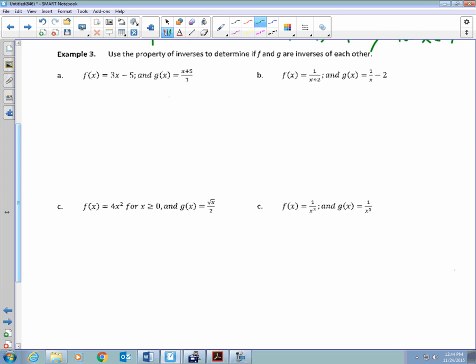This is the third and final step that you need to be able to accomplish when you do your test. And it says, use the property of inverses to determine if f and g are inverses of each other. Well, what we want to do is we want to compose. We remember that in order to determine if they are inverses, we have to state that f of g of x is equal to x. We have to say that g of f of x is equal to x. So I will compose. I'm getting too excited here.